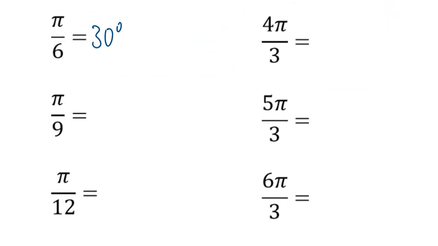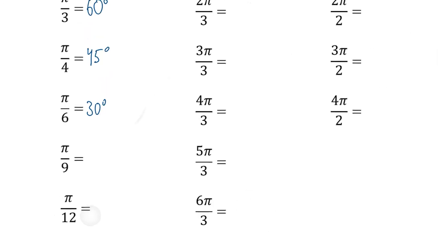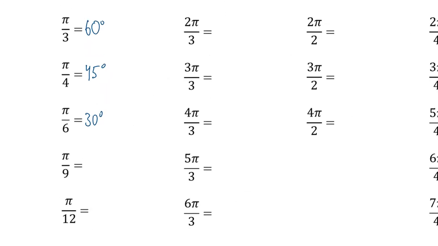Pi by 9 is 20. Yeah. So maybe pi by 3 divided by 3. Pi by 12. 15. So how'd you get that? I guess it's like 120, like 12 times 10, which is 120, and half of that is 60. Okay, good. But maybe you look at this, pi by 6 divided by 2 is pi by 12, so 30 divided by 2 is 15.